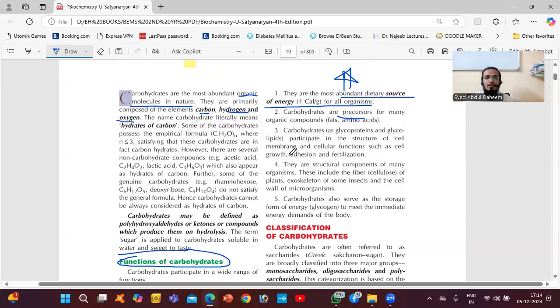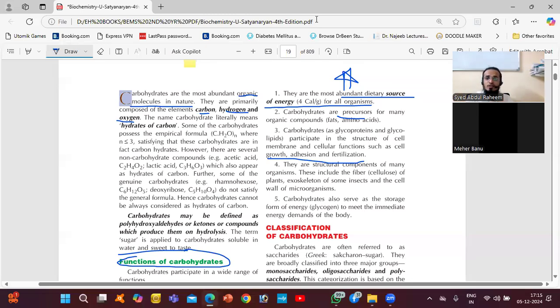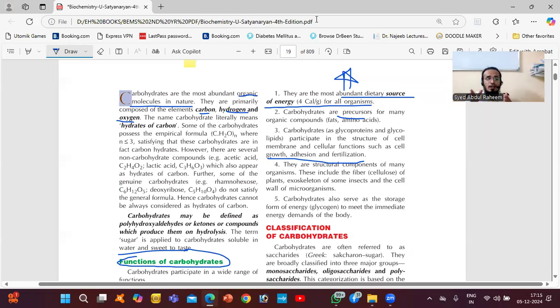And carbohydrates, as glycoproteins and glycolipids, participate in the structure of the cell membrane and cellular functions such as cell growth, cell adhesion, and cell fertilization. So very, very important. So why do we need carbohydrates? Not only as an energy source, but also for cell growth. If you want to grow, you need carbohydrates. And cell multiplication, cell fertilization. This is the third function.